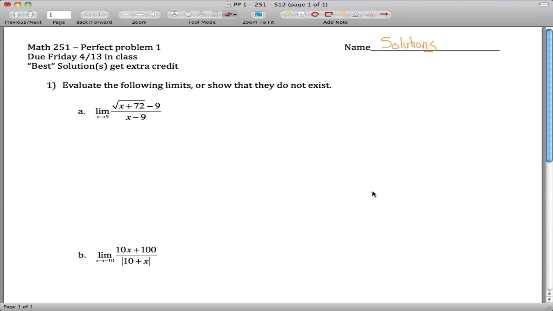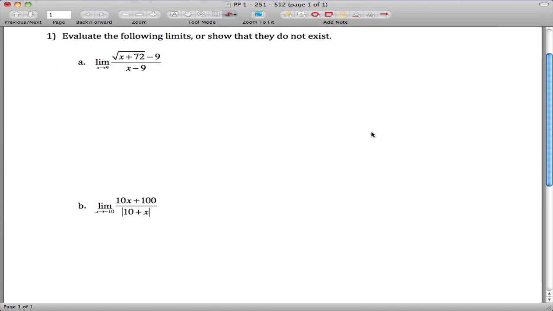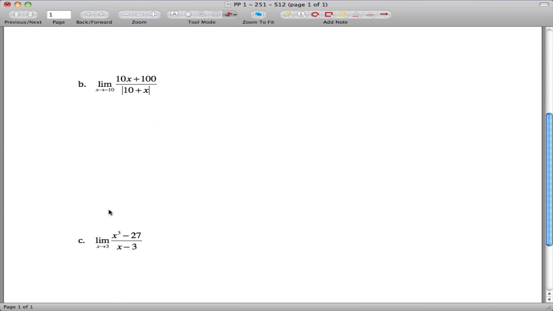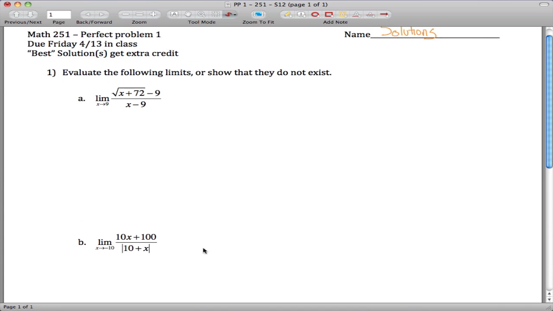All right, here are solutions to problem 1 for Math 251. We're asked to evaluate a bunch of limits. They're all kind of tricky in the same sense that if you try to plug in the given number that the limit is approaching, 9, negative 10, and 3, you won't be able to get an answer. You'll get 0 over 0. So we have little tricks for how to solve all of them.